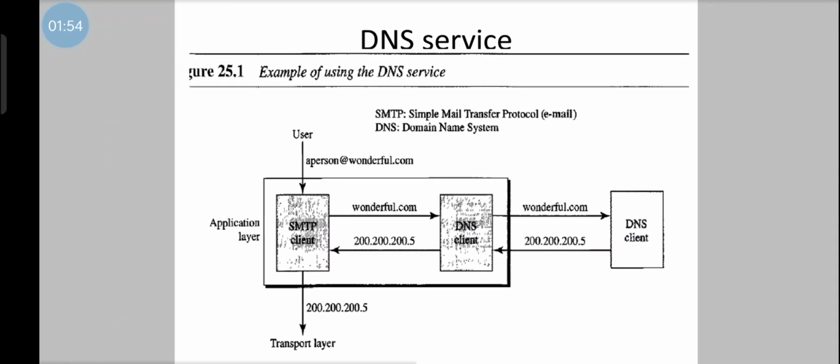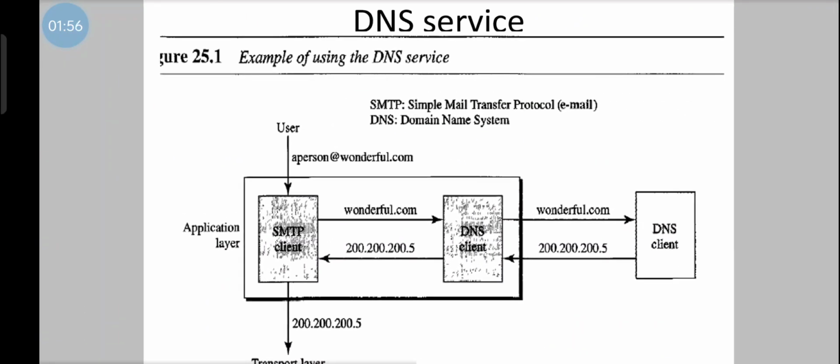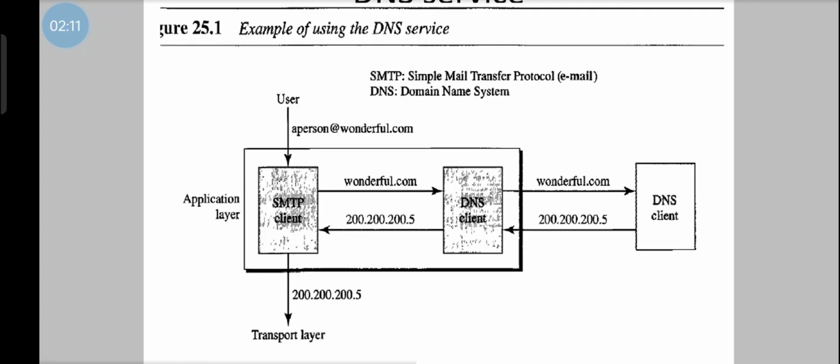So this is a service. You can see an example of a DNS service. First, the user will send only the URL. The SMTP client will give it to the DNS client. The DNS client will proceed to another server, and it will return the IP address. Based upon that, it will go. From the user's point of view, we are using just a URL, but internally this URL gets mapped into the IP address.